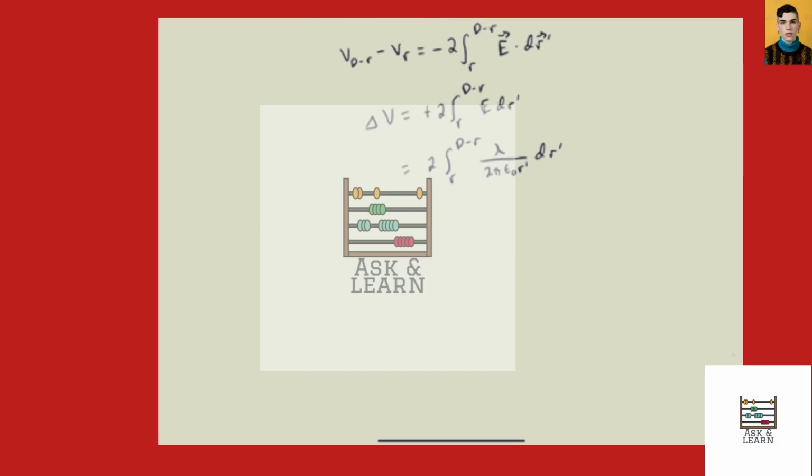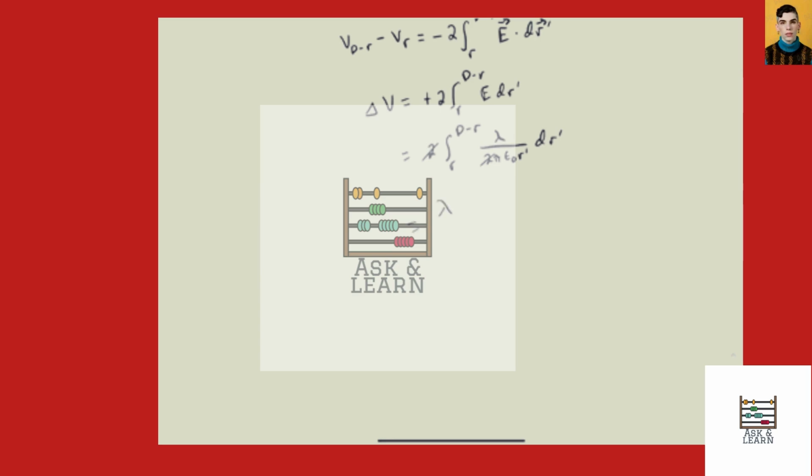field for a wire is lambda over 2 pi epsilon naught. I'll call this r prime, just to make sure you know the difference between the r inside the integral and the r in the bounds. So we'll take the constant out, the 2's cancel. We get lambda over pi epsilon naught, and then we're going to integrate dr prime over r prime.